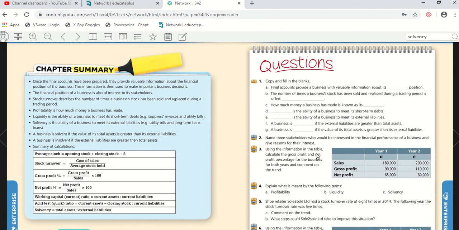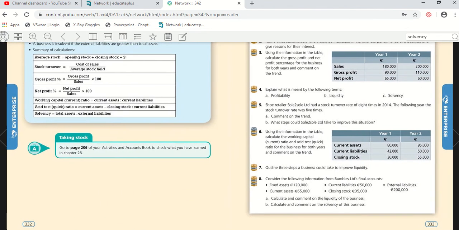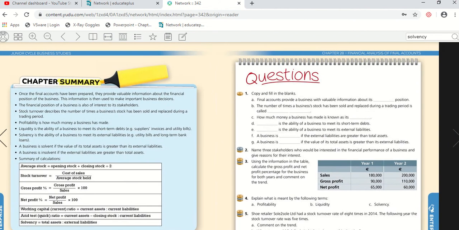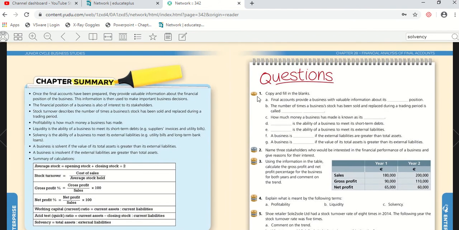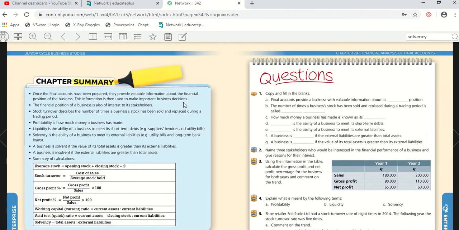So do some of the questions there, questions 1 to 8 in the book and the activity book, and we will look at some of the answers then. So even just looking at question 1, straightforward enough. If you look at the chapter summary, you're filling in the blanks. The final accounts provide a business with valuable information about its financial position. Okay, so it's all about how they are doing financially.